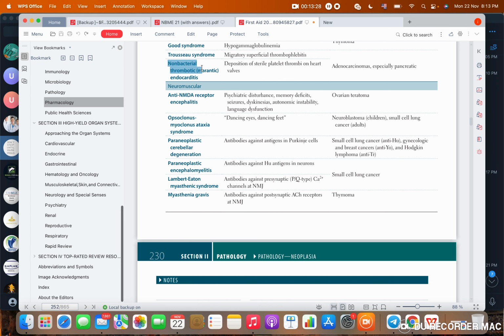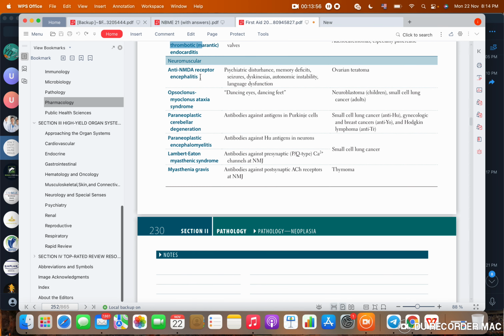The next one is nonbacterial thrombotic marantic endocarditis. What other disease leads to a sterile endocarditis? Lupus. Excellent. Lupus leads to that. So it's a deposition of platelet thrombi on the heart valves. So the patient can have adenocarcinomas, especially pancreatic adenocarcinomas, leading to this one.